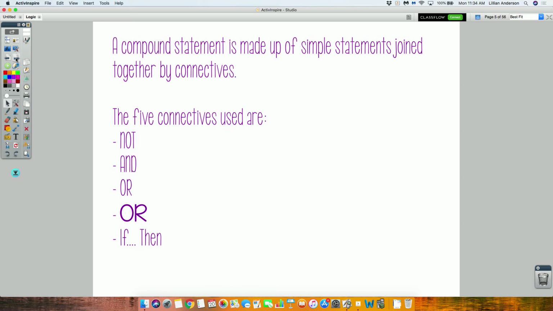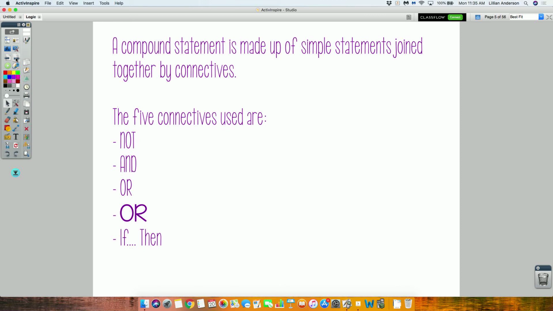Two simple statements connected together with a connective, which are the 5 that you see listed here, the 5 that are also on your foldable. Now, based off of these connectives, we can determine if your compound statement is indeed a true statement or if it's a false statement.